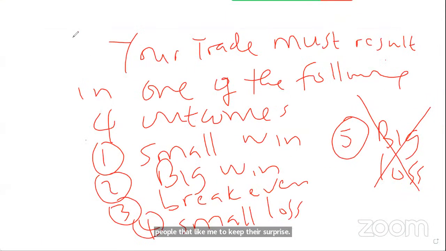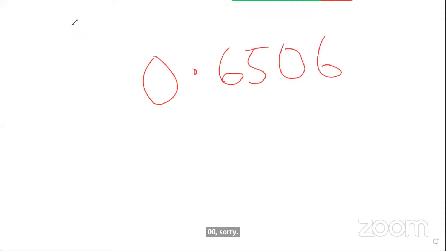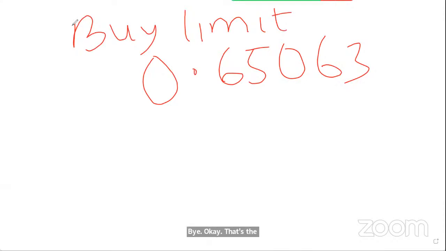I'm going to just clean everything here. I clean all. How do I clear all drawing? Okay. So AUD 0.65063, that's our entry. Buy limit. That's the price I choose for AUD/USD.